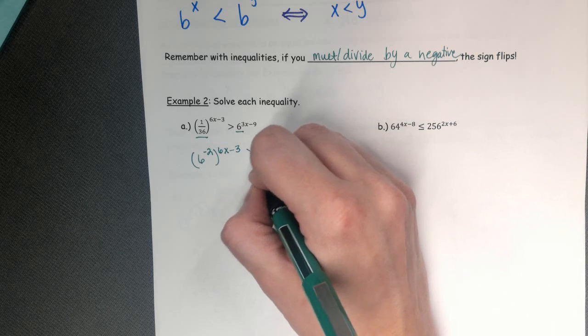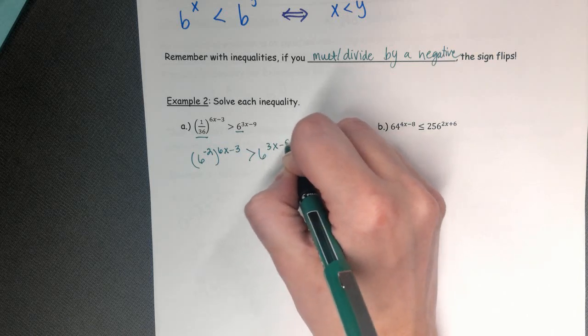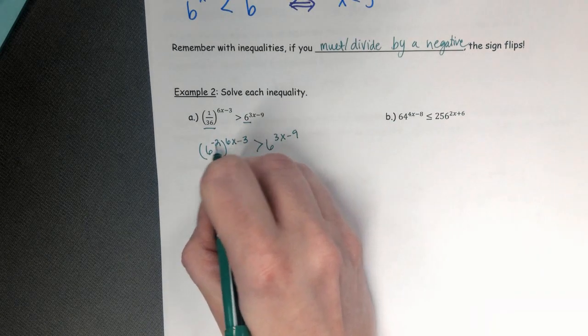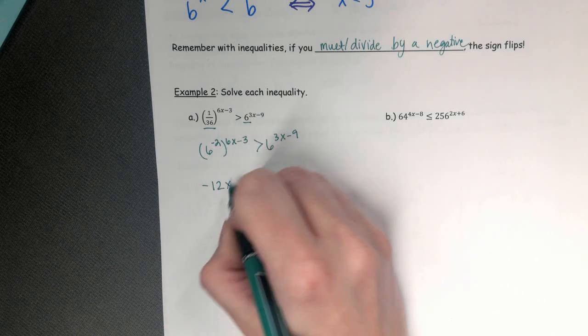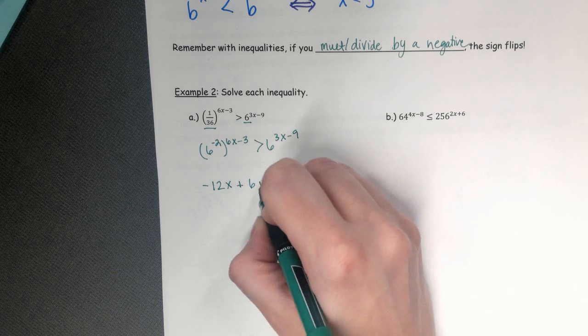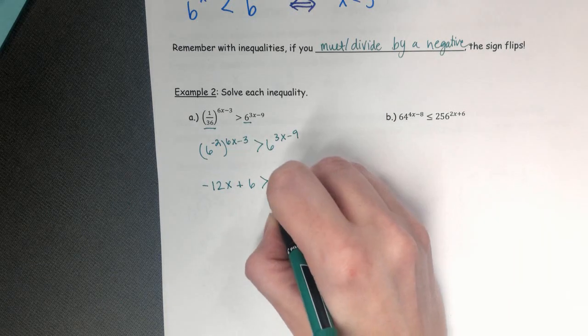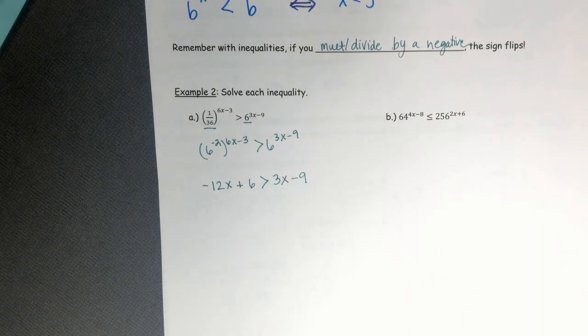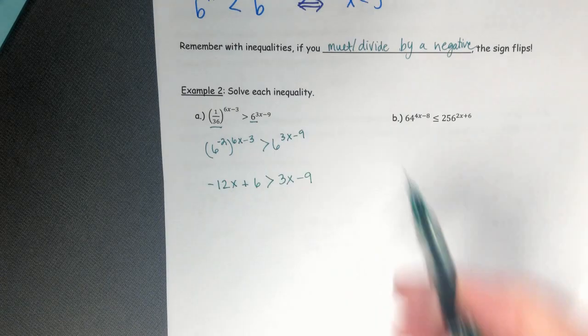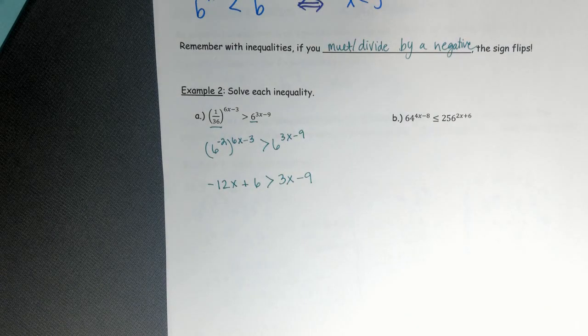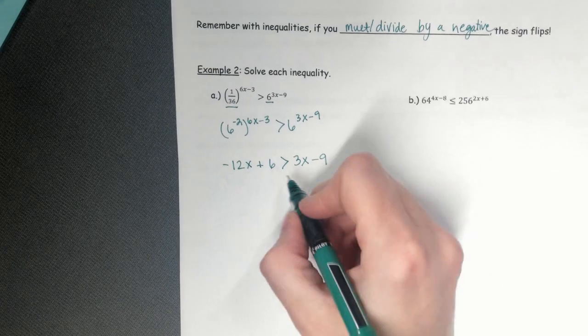And then greater than. And then, like I said, I'm fine if you just distribute at this step. So you have negative 12x. Negative times a negative is a positive. Greater than 3x minus 9. Okay, so the base isn't going anywhere. The only thing that's happening is, you know, if the bases are equal, the exponents have to be the same, and you can use that to help you solve.